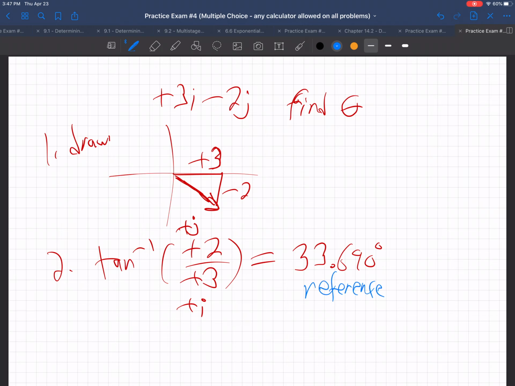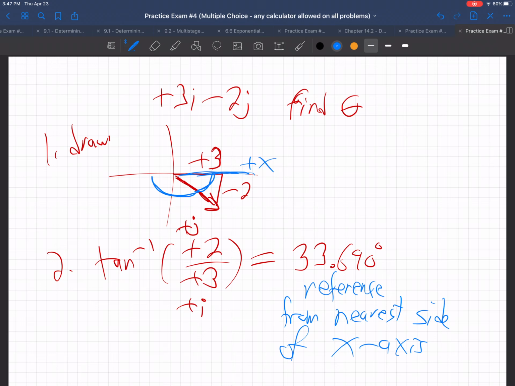That's reference. It's from the nearest side of the x-axis. What's the nearest side of the x-axis? Well, in this case, it's the positive x-axis, right? It's nearer that than it is to the negative x-axis. This one's closer to the positive x-axis. So let me get rid of this stuff. So that would be telling us this angle here is the 33.690 degrees. It's how far to the nearest side of the x-axis.